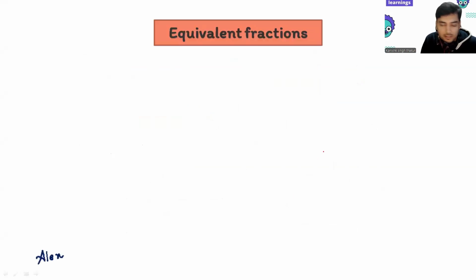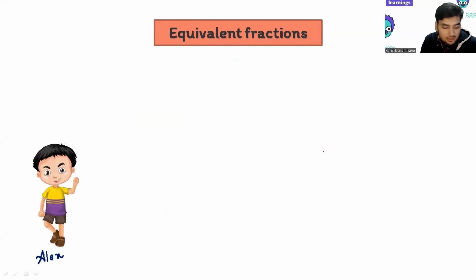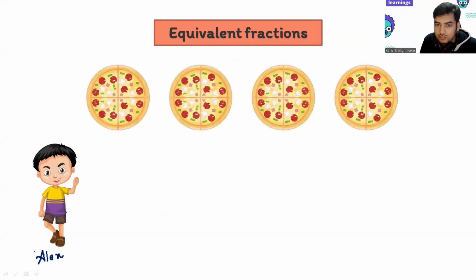That's what it is. Now let's learn about something called equivalent fractions. Let us see another story. Here we have Alex again. Now Alex has gone to a pizza shop with his friends. Before, he was alone, now he had gone with his friends. Alex got many different types of pizzas here. One pizza has 4 slices, another pizza has 6 equal slices, and another pizza has 8 slices.